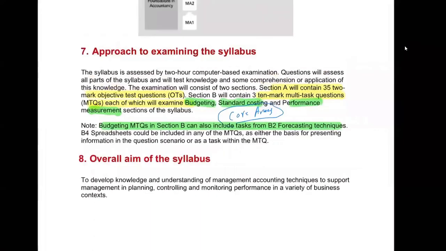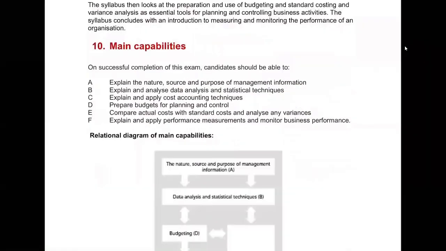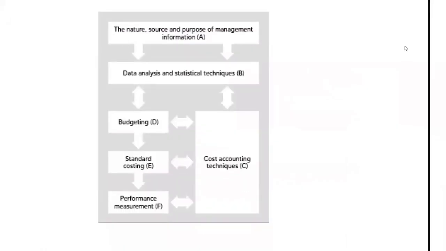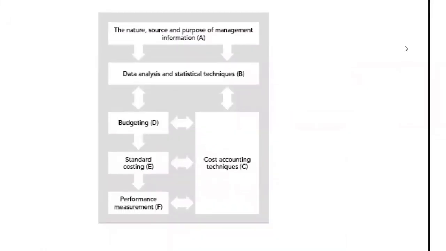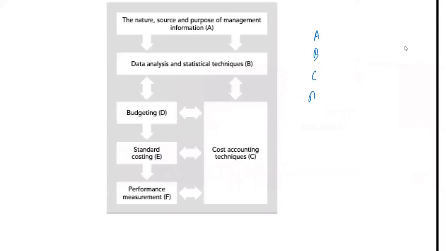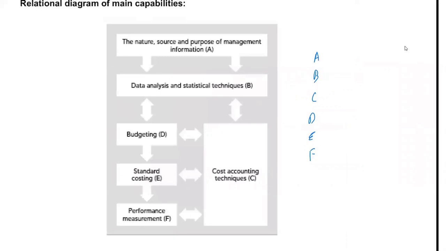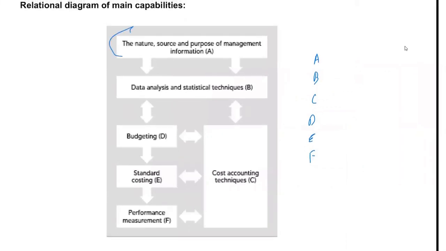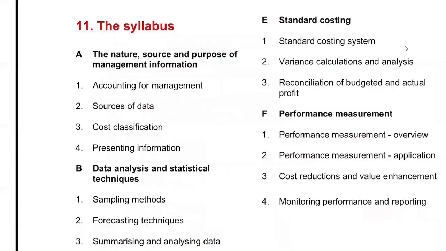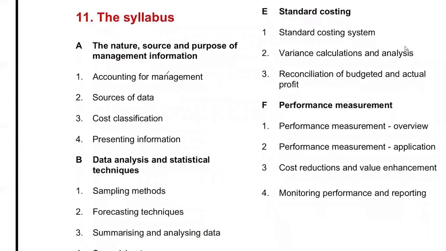So moving on to the syllabus. As I discussed in my previous video of business and technology, the course is divided into A, B, C, D, E, and F. Seeing part A of the course: nature, source, purpose of management information. As we can see in the syllabus, it includes accounting for management, sources of data, cost classification, presenting information. So these 4 parts make up section A.